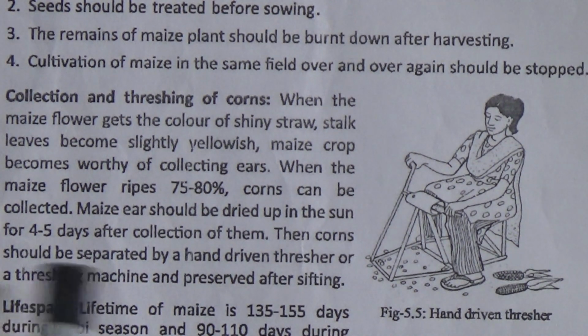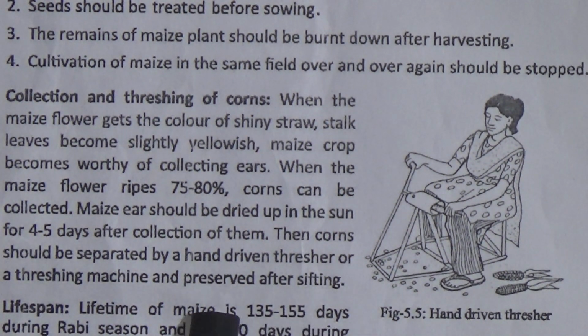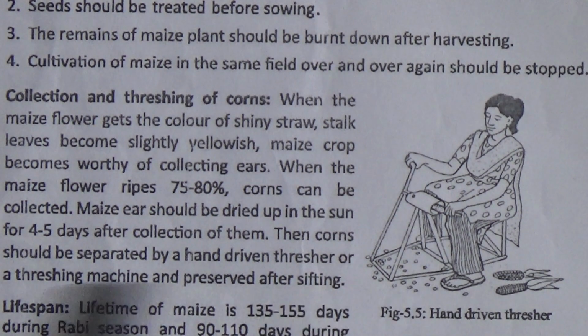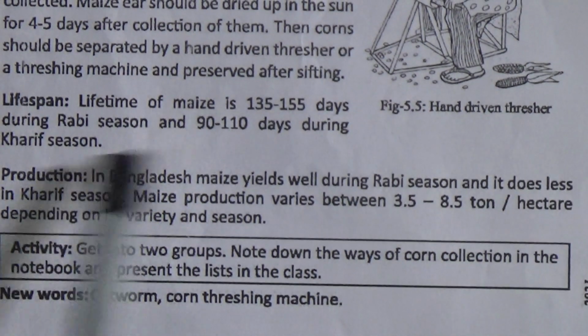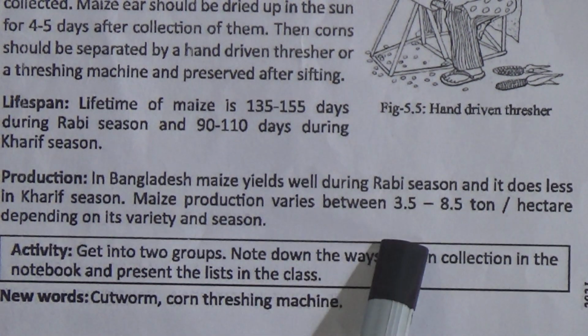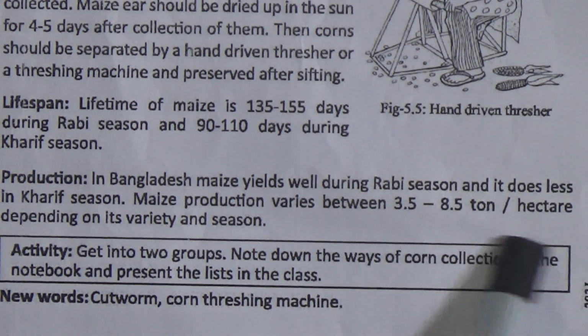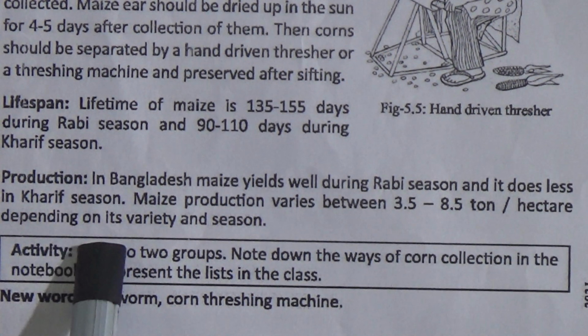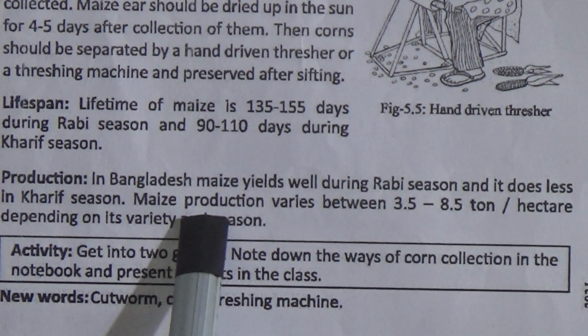Lifetime of maize is 135 to 155 days during Rabi season and 90 to 110 days during Kharif season. Production. In Bangladesh, maize yields well during Rabi season and it does less in Kharif season. Maize production varies between 3.5 to 8.5 ton per hectare depending on its variety and season.